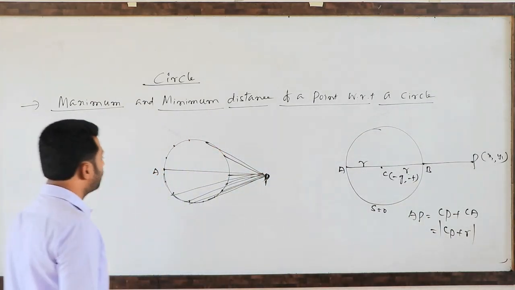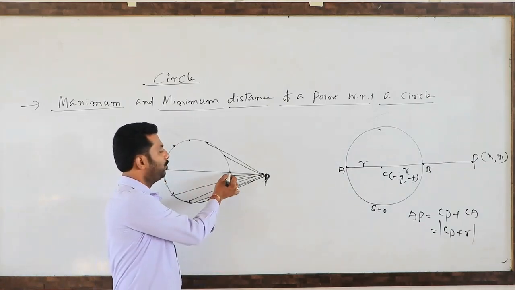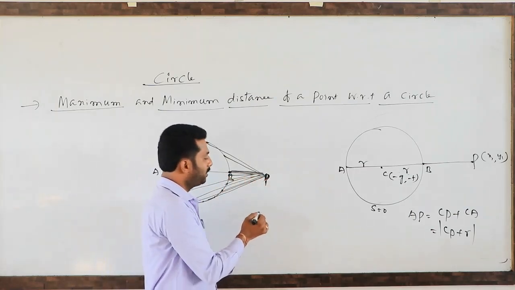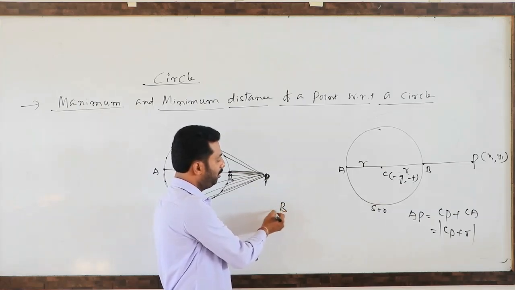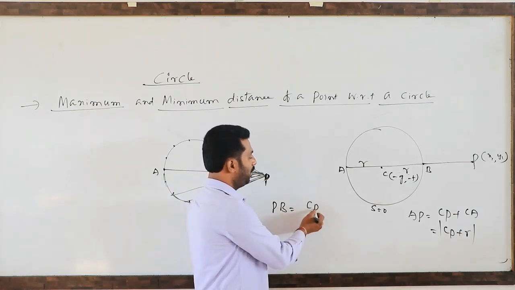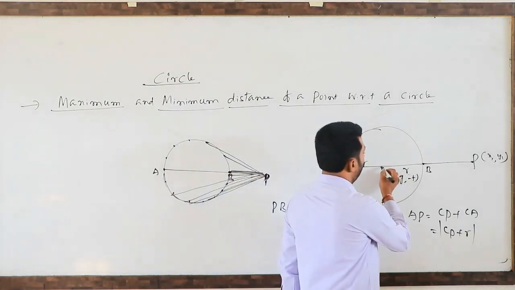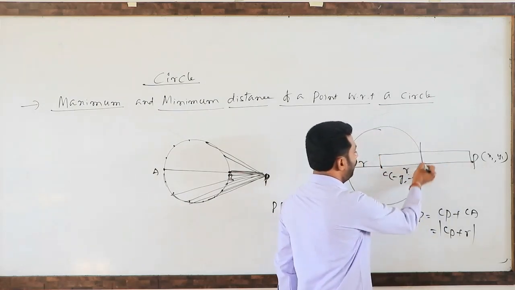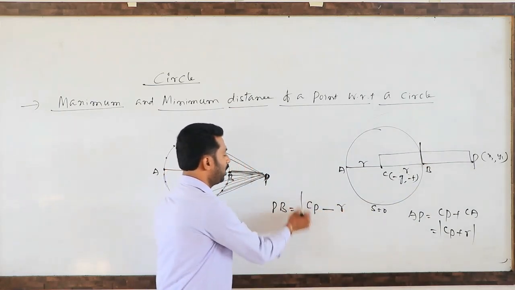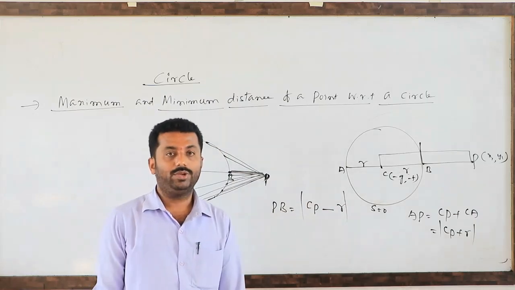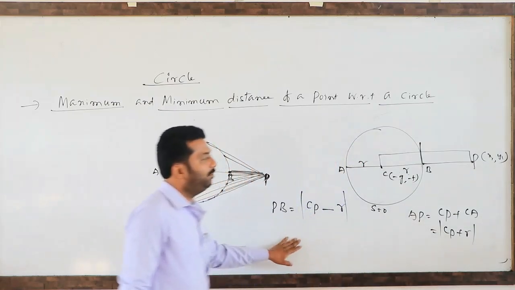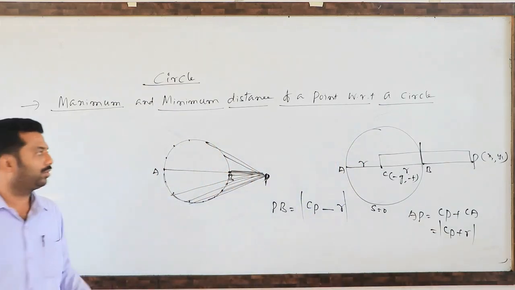What is the smallest distance? Among all these distances, suppose this is the point B, this is the smallest distance. So the smallest distance is nothing but PB. How to write it? Cp minus, this is the total Cp. If I delete R, we get PB. So this is called minimum distance. So maximum distance means Cp plus R, minimum distance means Cp minus R. So that point you have to remember.